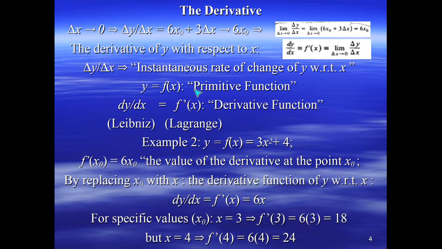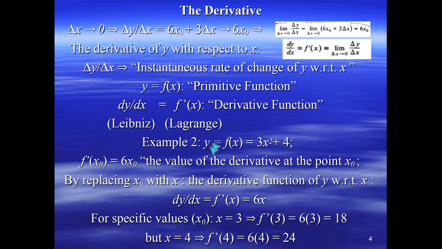Y equals f of x is called a primitive function. Why primitive? Because everything starts with this function. That's why primitive. It doesn't mean a caveman or something. It is just the starting function. And when we take the derivative of this function, dy over dx, or f prime of x, then we call it the derivative function. The primitive function is a function and the derivative is a function too.